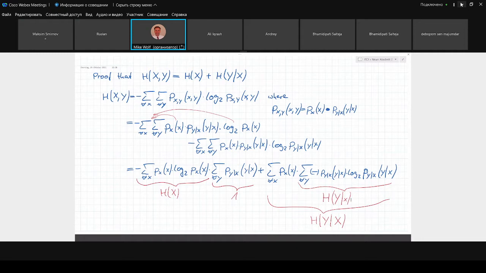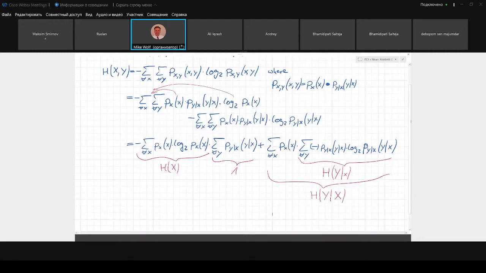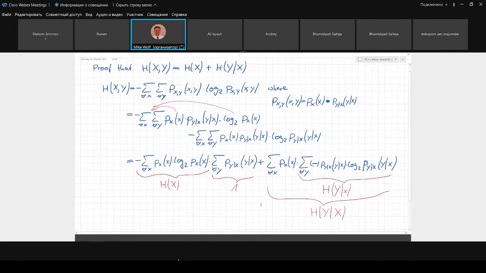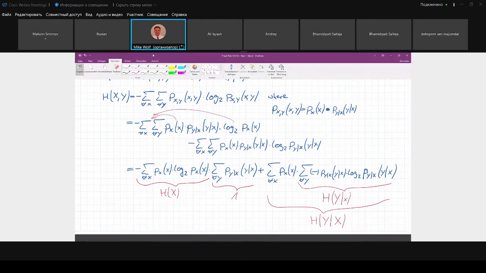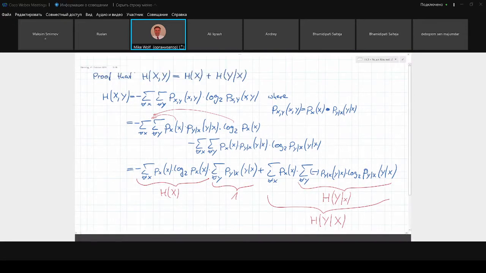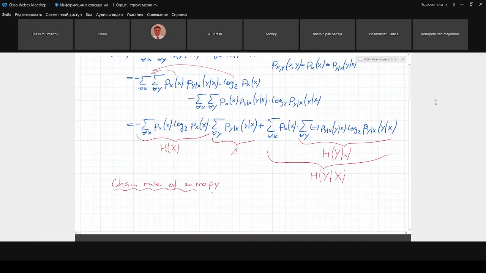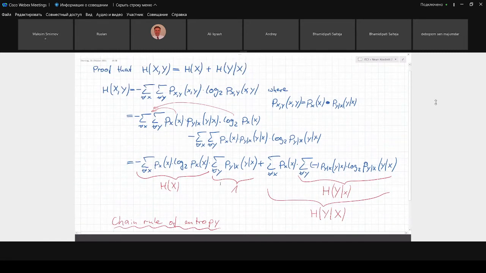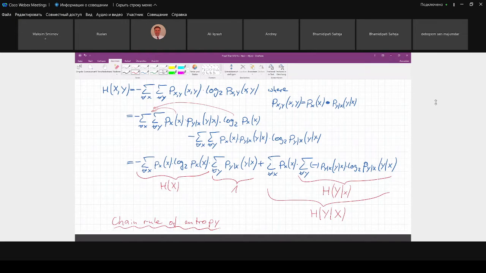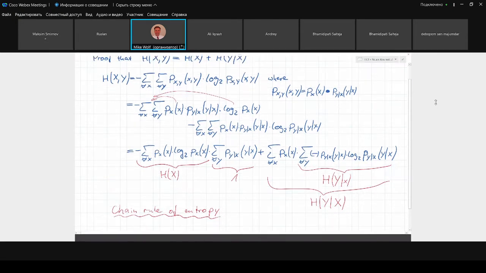Okay. And now we can take a look at the so-called chain rule of information. Yeah. And this is just, let's say, we further use this method. Yeah. Let's say we denote this as chain rule, and this is known as chain rule of entropy. We just generalize this, what we've done until now.